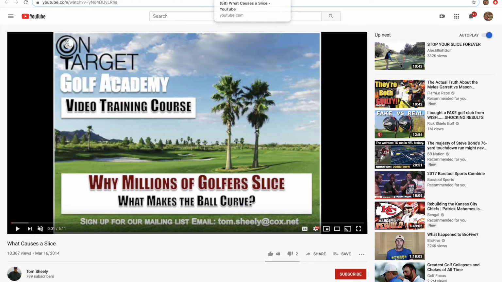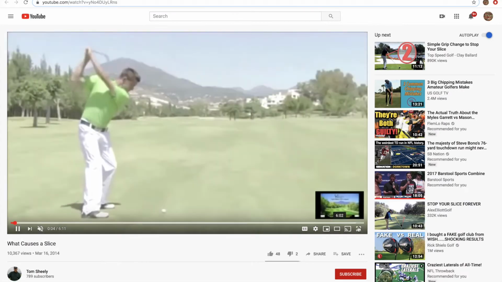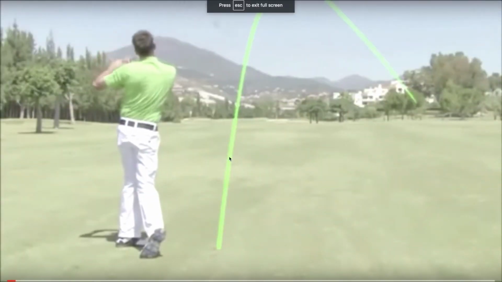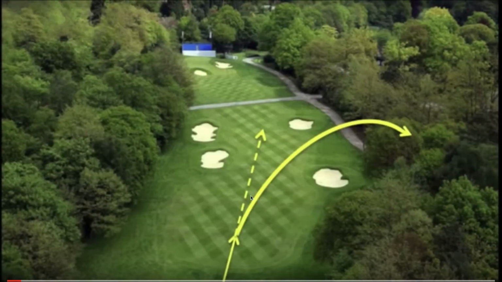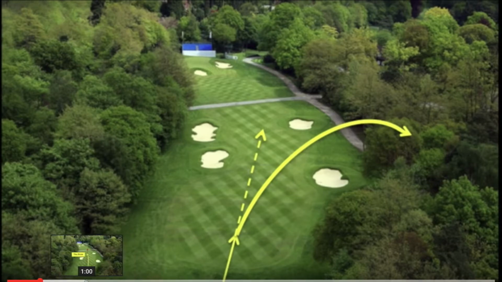We linked here a video of how an actual slice looks. As you can see here, the ball starts straight and curves off to the right for this golfer. The actual path that we would have wanted to happen would be the ball to land somewhere in here, but since it did slice, the ball landed very right of where we wanted the ball to land, into the trees.